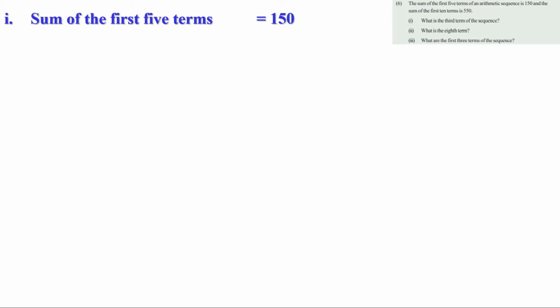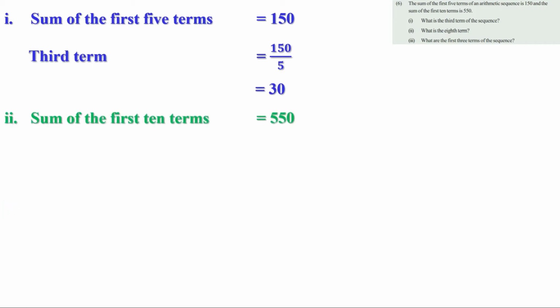Given that the sum of the first 5 terms is 150, when we take 5 terms, which is the middle term? The third term, right? So the third term equals the sum of the terms divided by the number of terms, that is 150 by 5, or 30. So we got the third term as 30. Now given that the sum of the first 10 terms is 550, if there are 10 terms, we can make 5 pairs. And the sum of each pair will be equal to 550 by 5, or 110.